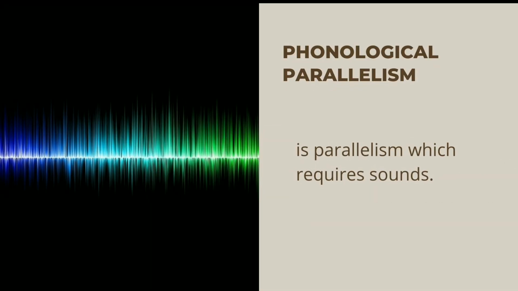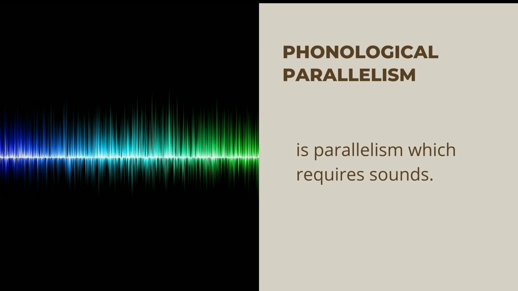So the third one is the phonological parallelism. This phonological parallelism has subtypes, or four types. But let me first define what phonological parallelism is. Phonological parallelism is a parallelism which requires sounds. When we say phonology, it talks about a system of sounds. So there are two kinds of phonological parallelism.